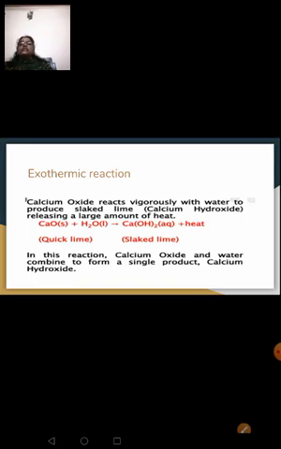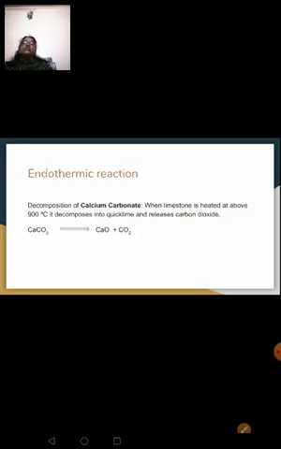Okay, so next is your endothermic reaction, a reaction in which heat is absorbed, which takes in heat. It happens by heating, by giving heat to that reactant. Your calcium carbonate, that is your limestone, when it is heated to above 900 degrees C, it decomposes into calcium oxide and carbon dioxide. So this is an example for endothermic.